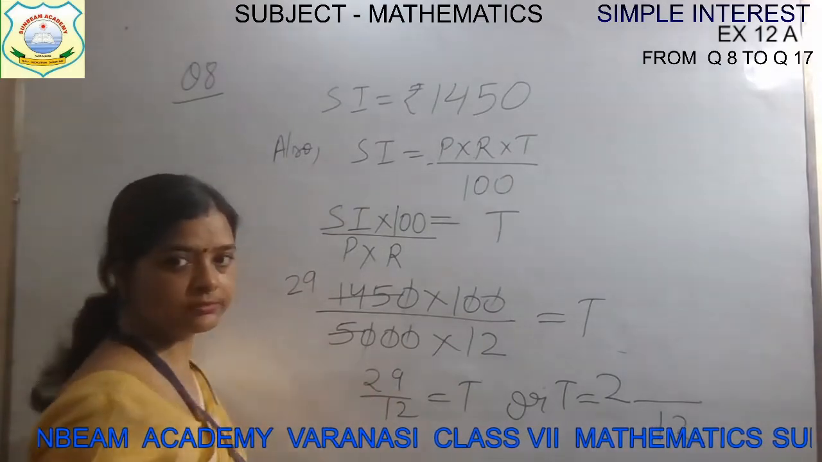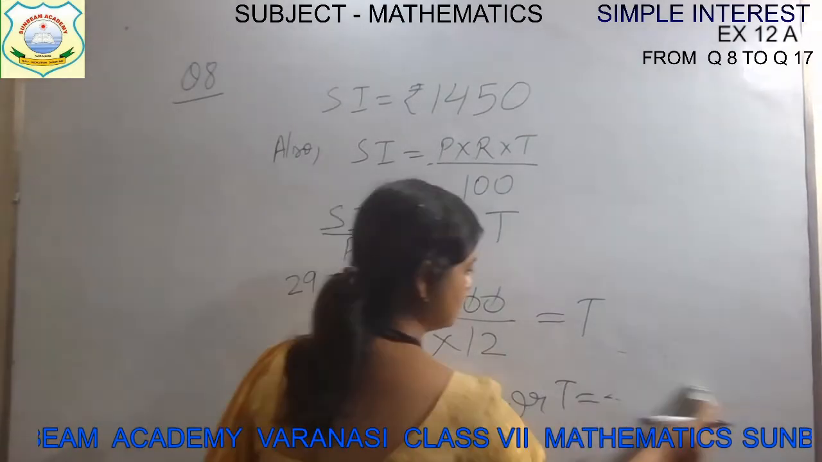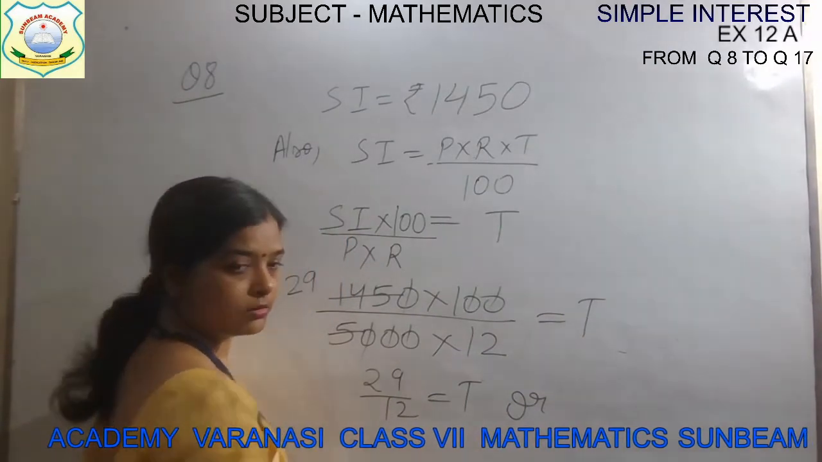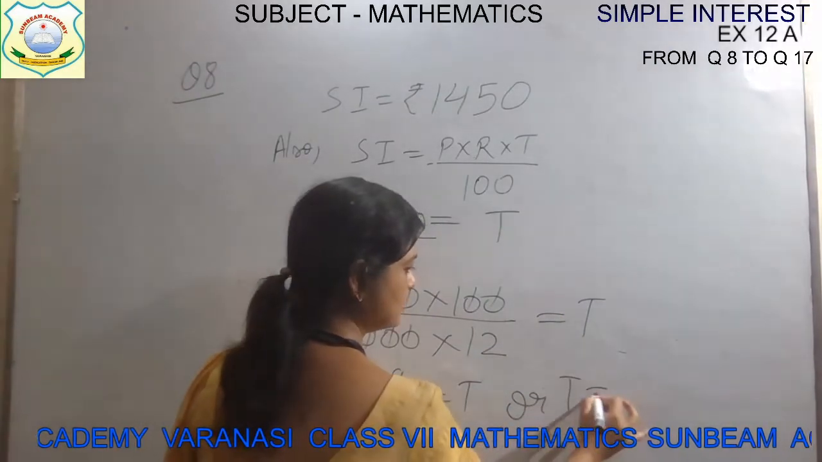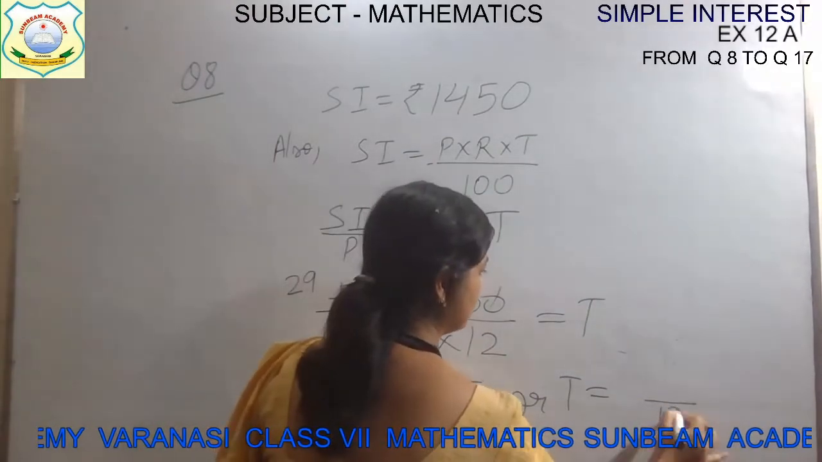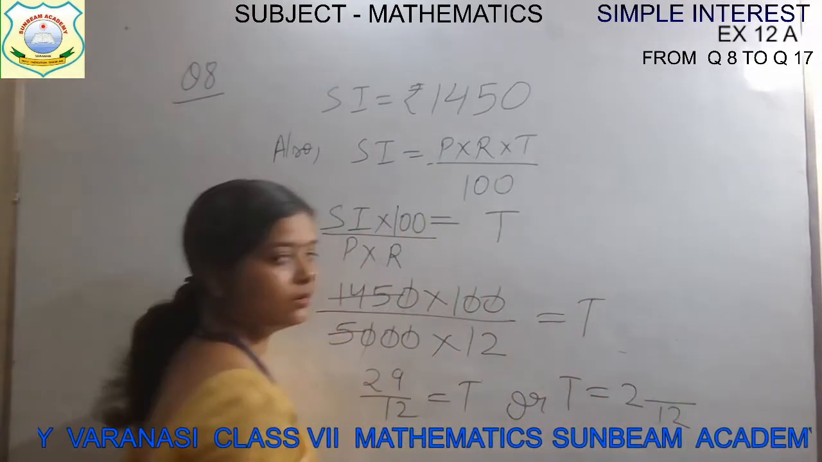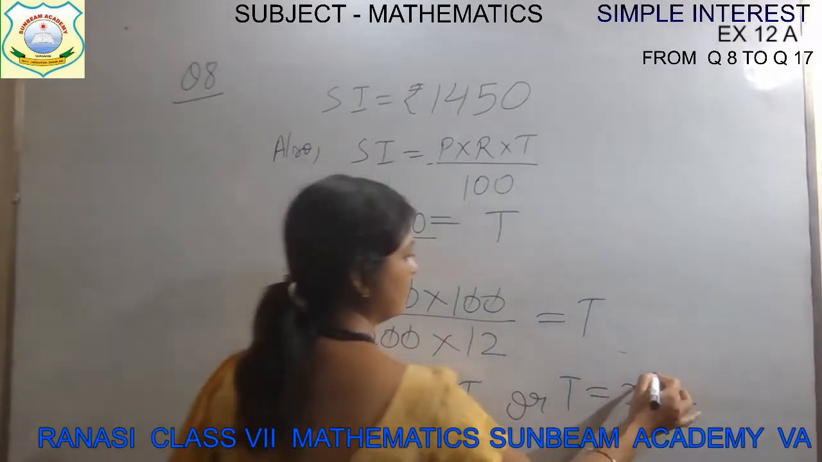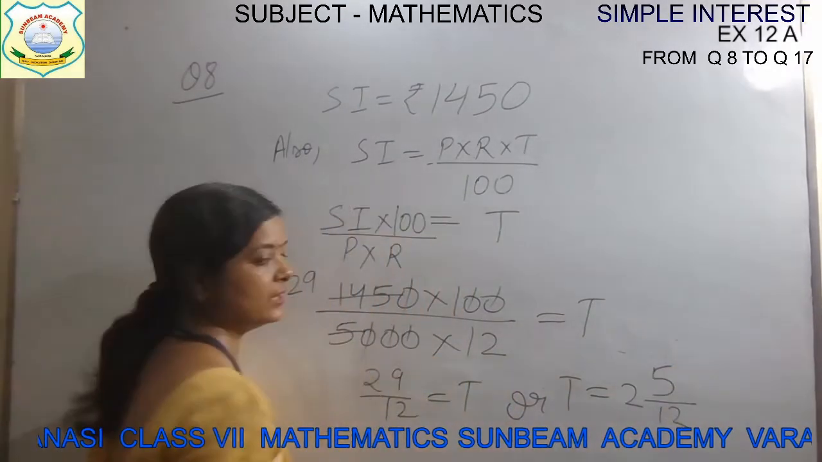Is it visible? No, it is not visible, children. Let me write it somewhere else. Write down, T is equal to, I think now it is visible, 12 2s are 24, and how much is left? 5 is left. 2 whole 5 by 12.